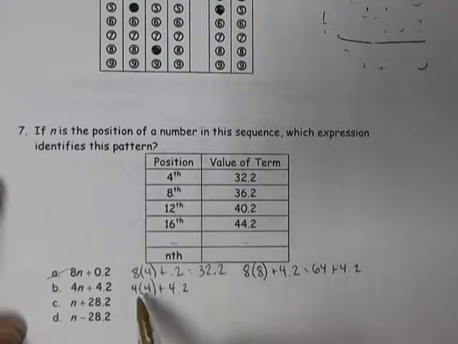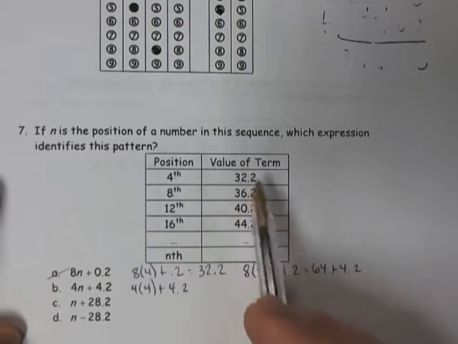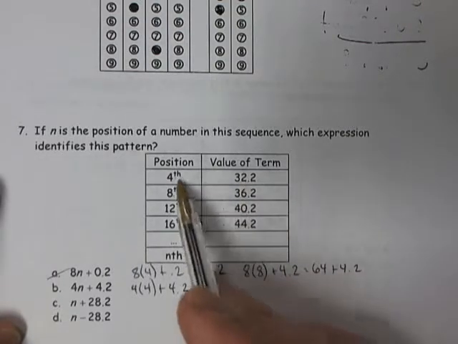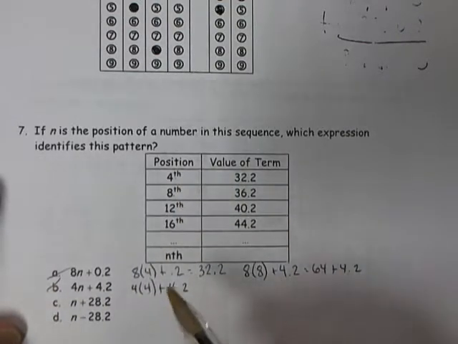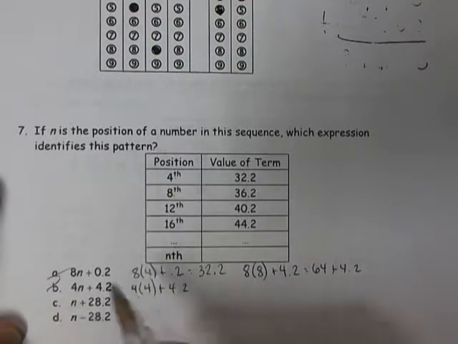I can look at that and see 4 times 4 is 16, plus 4.2 is going to be 20.2. I don't want 20.2, I want 32.2 for position 4, so it's not going to be B. Let's try answer choice C.